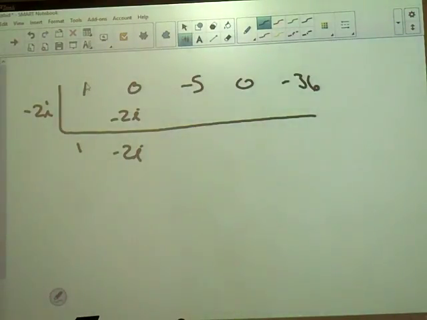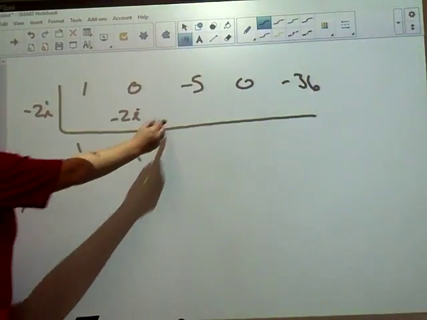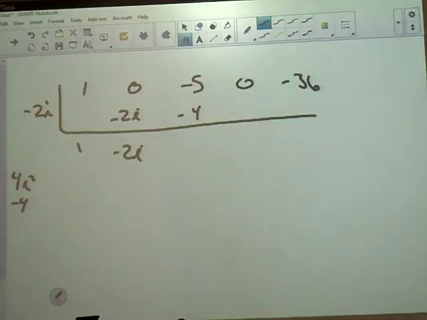Here's the good news: your i's are going to go away for a second. Negative 2i times negative 2i: the negative 2 times negative 2 turns to a positive 4, and i times i is i squared. I squared is the same as negative 1. So 4 times negative 1, add that, and you get negative 9.